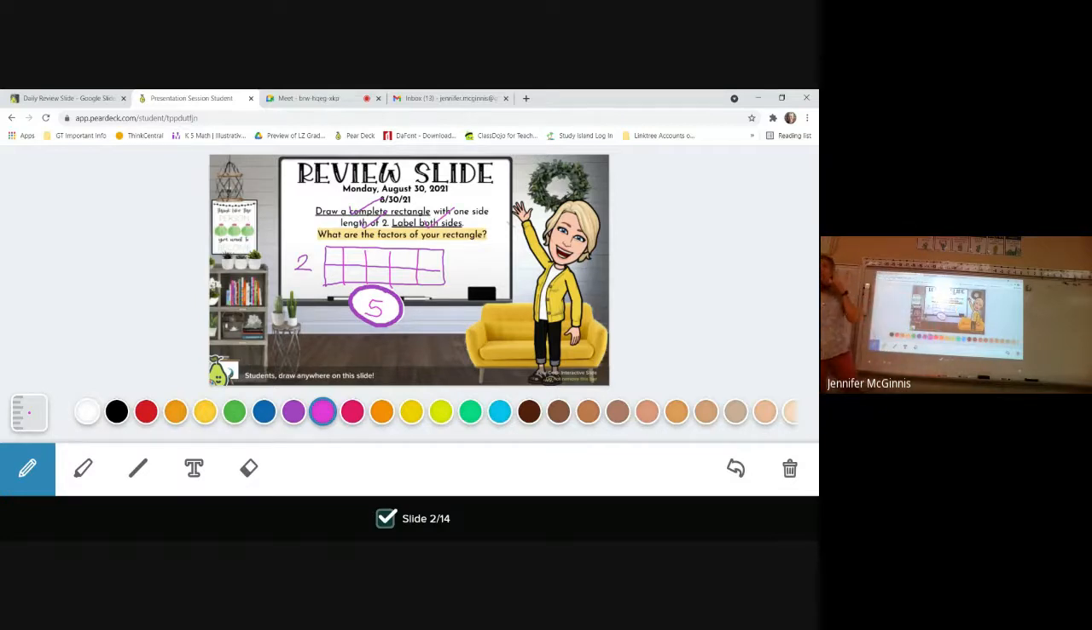Most everyone did these first parts. This is where the wheels fall off the cart right here. What are the factors of my rectangle here? What are my factors, Chloe?